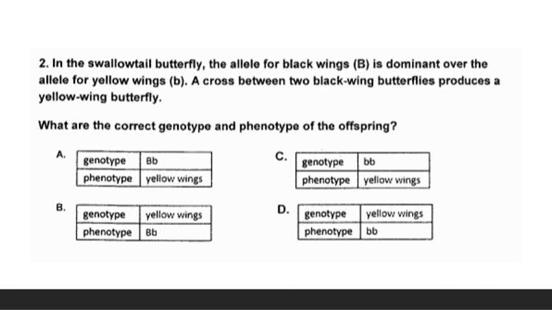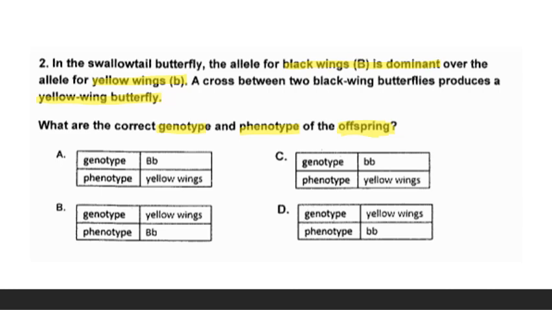Number 2, in the swallowtail butterfly, the allele for black wings is dominant over the allele for yellow wings. A cross between 2 black-winged butterflies produces a yellow-winged butterfly. So looking at this, it says once again that the black wings are dominant over the allele for yellow wings, which is recessive. And it says that we are producing a yellow-winged butterfly. And it says what is the correct genotype and phenotype of the offspring. So we're not even worried about the parents really right now because we have the information that we need already just from looking at the child.